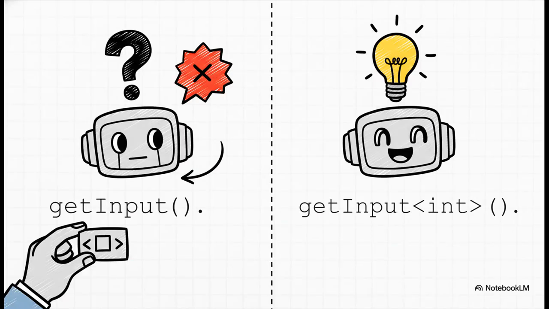Okay, there's one other edge case. What if the compiler just can't figure out what T is supposed to be? I mean, look at a function like getInput. It has no parameters, so the compiler has zero clues. If you just call getInput like that, the compiler will just throw its hands up and give you an error. In these spots, we have to spell it out for the compiler using these angle brackets, like getInput<int>.